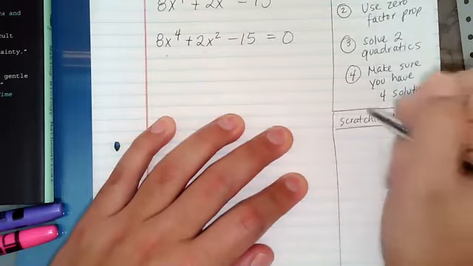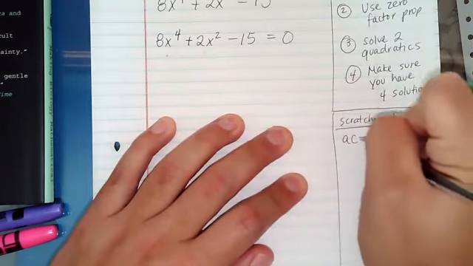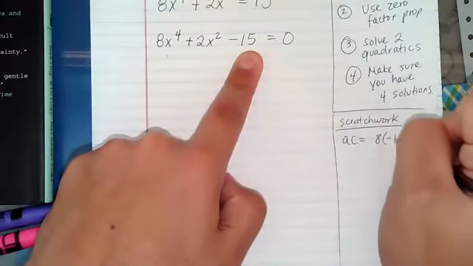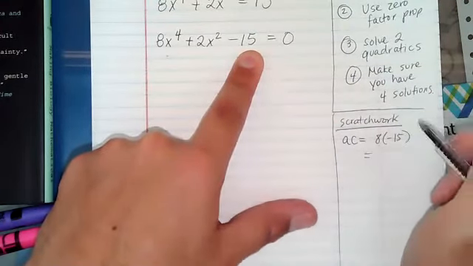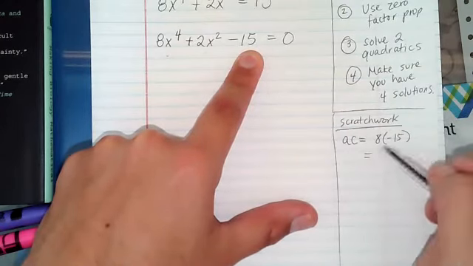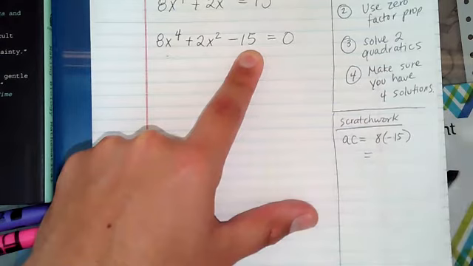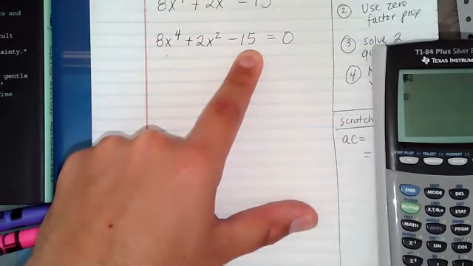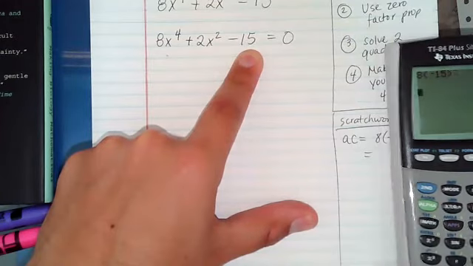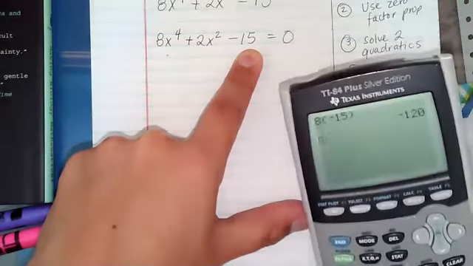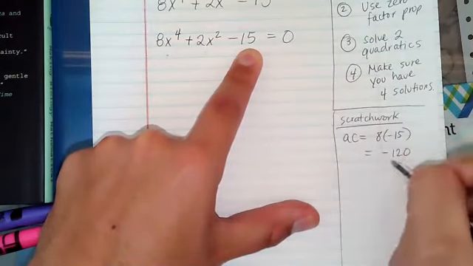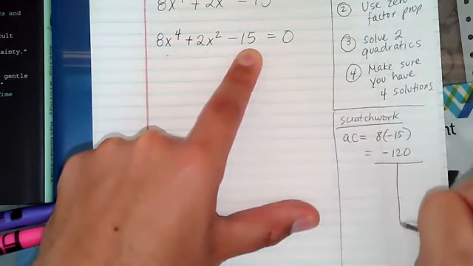I know I need to do the AC method, so I'm multiplying A times C, which in this case will be 8 times negative 15. That will turn out to be 4 times 15 is 60, so this should be 120, negative 120. Always got to double check that mental math in the calculator. Negative 120 is good. So negative 120. We've got to look at the factors of negative 120.